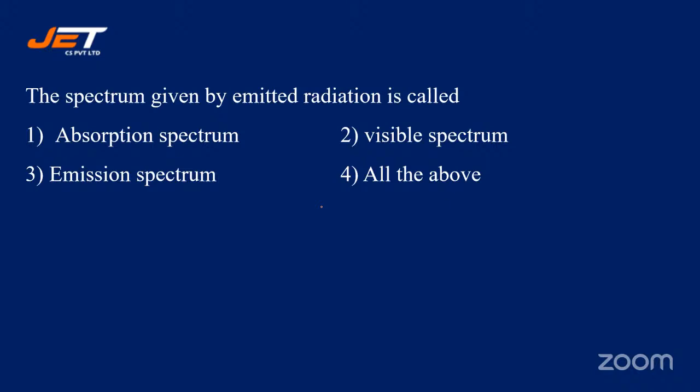The spectrum given by emitted radiation is called absorption spectrum, visible spectrum, emission spectrum, or all the above. All the above is not possible? Yes. Oh, I can see someone is saying all the above also. I've cleared the doubt as well, given you one hint. Hurry up, students.